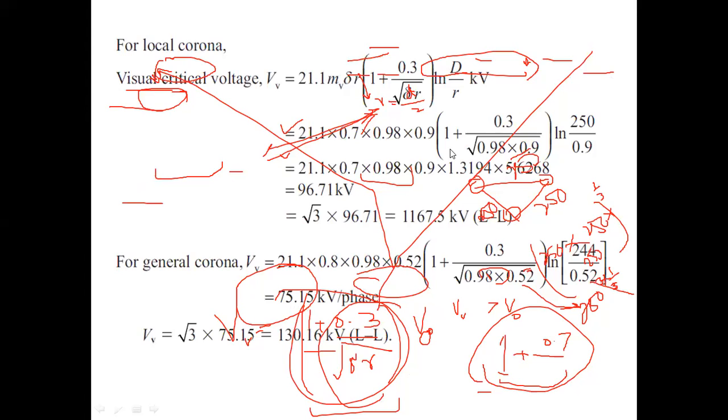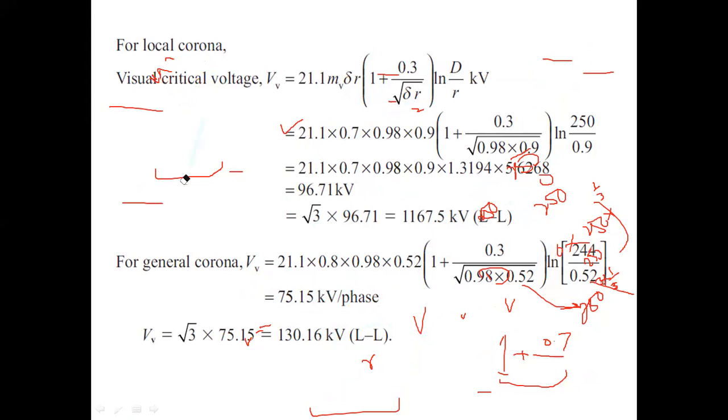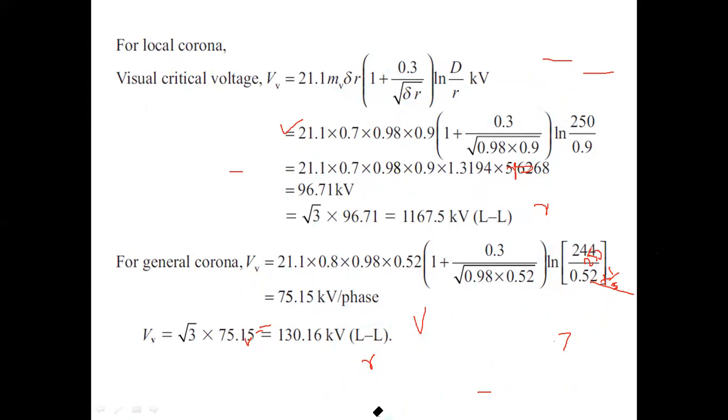Now visual corona. For the visual corona, we have a different formula. We have the additional term of 1 plus 0.3 over square root sigma into R. In my opinion, there is no need to put these values again. Just put the previous value of V naught, 89 kV, and multiply it with this term 1 plus 0.3 over this. So the answer will be 96.71.